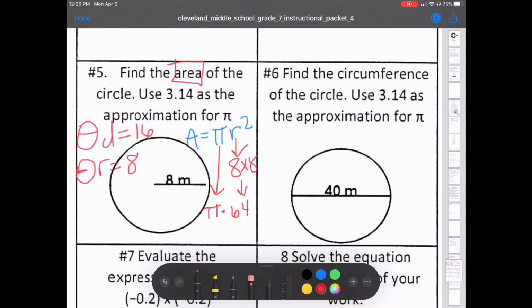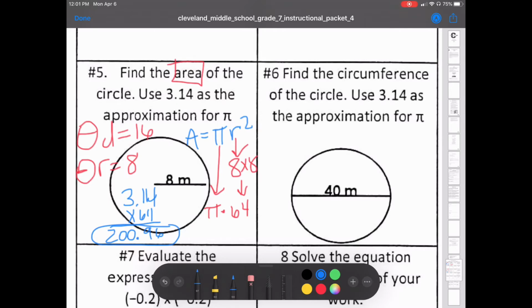So to solve this problem, we need to do 3.14 for pi times 64. All right, maybe pause this video if you're going to work it out. I, as you can tell, ran out of space. Final answer is going to be 200.96. That is the area of the circle.